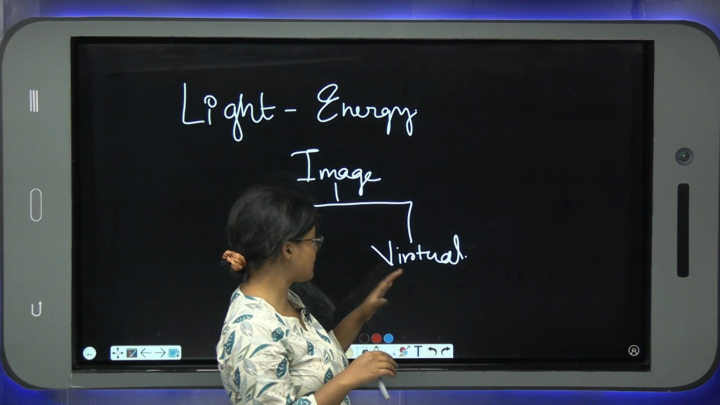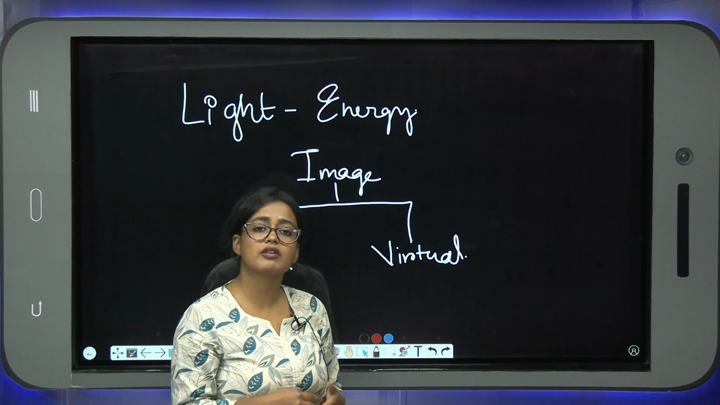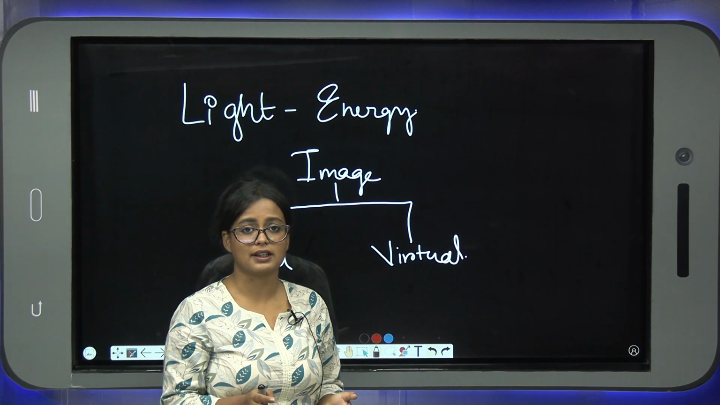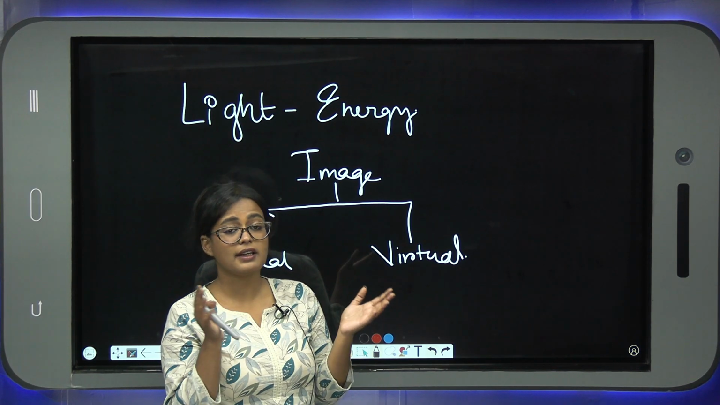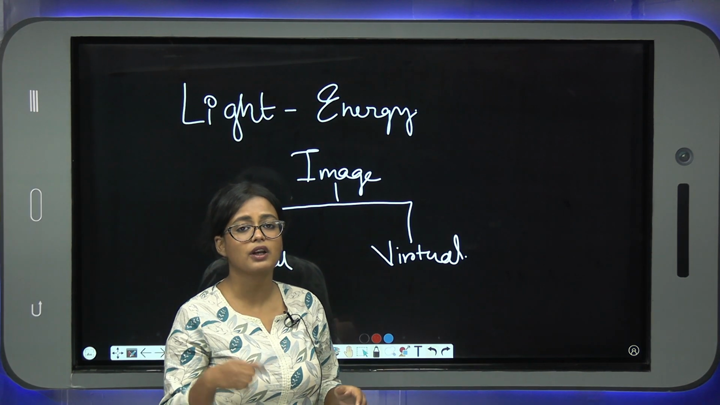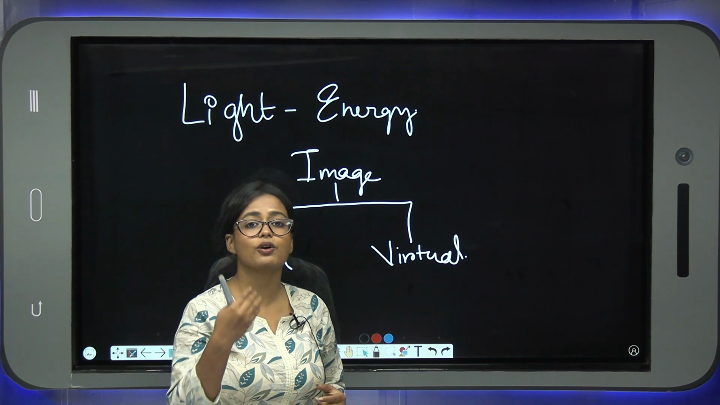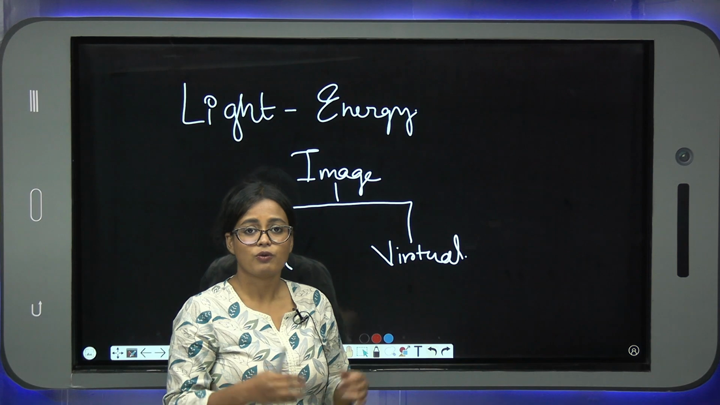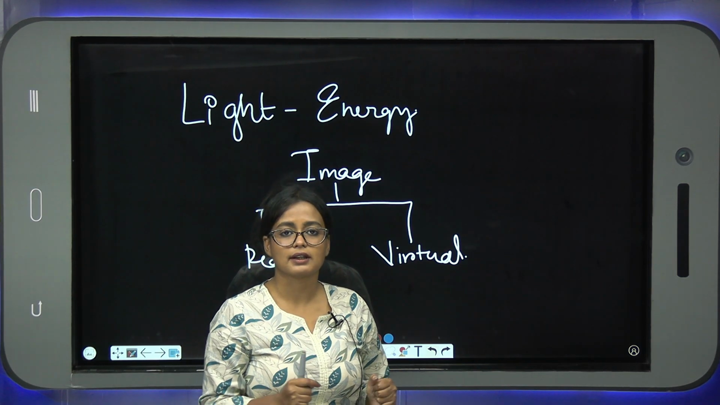And the next category is virtual images. What are virtual images? Virtual images cannot be obtained on a screen. A very nice example of a virtual image is when you stand in front of the mirror, you see your copy, your image. That is a virtual image which cannot be obtained on a screen.